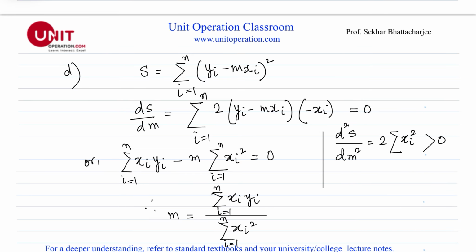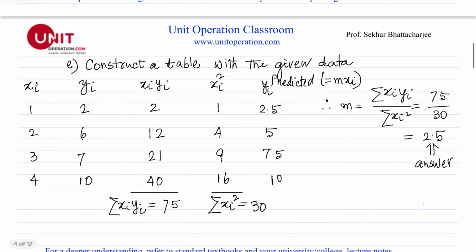So we get this as xi yi minus m xi square. So the value of m can be calculated like this. How do you do that? Let's see the next slide.